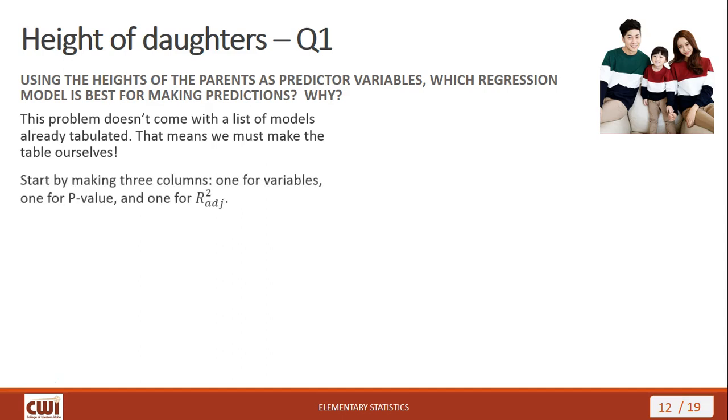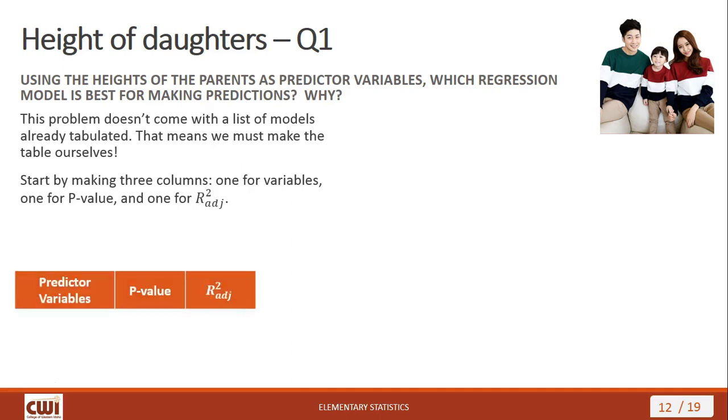We'll start by making 3 columns for the table. One is for the variables you're going to put into your model. Another is going to be for the p-value. Another is going to be for the adjusted r-squared value. So I can make a table where I label the tops of my columns with those 3 titles: predictor variables, p-value, and adjusted r-squared value.